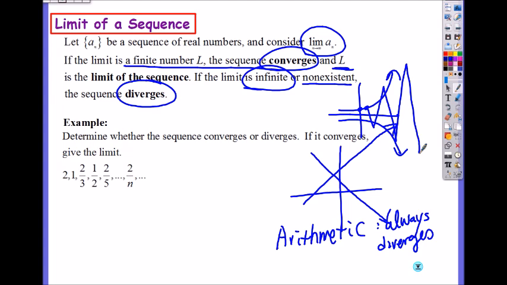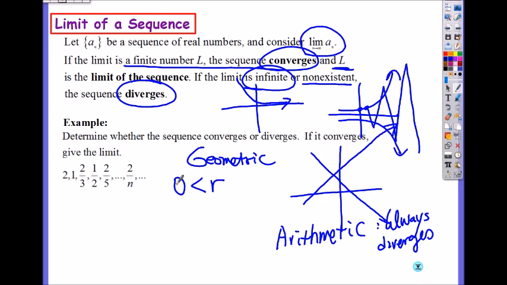But what about this case? For geometric sequence, what if it decays like that? Would this converge? It will converge to 0. So when would it converge? When the ratio is between, it can be negative. Remember, negative, it alternates. And if it's greater than 1, then it gets bigger and bigger. So if the ratio is between 0 and 1, like 1/2, 1/3, that's the only case that it will converge. Otherwise, it will diverge.